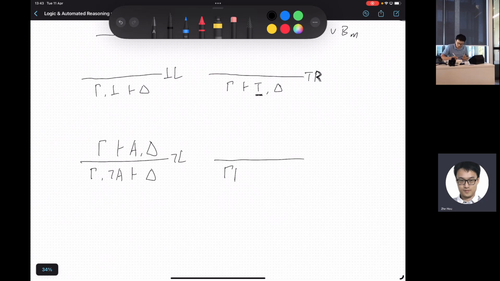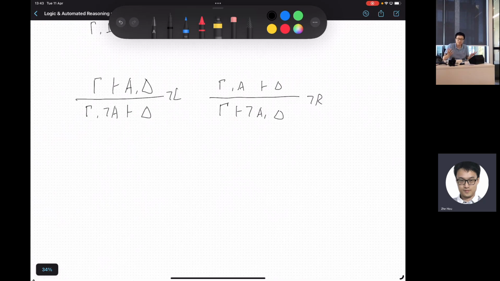And if we have a negation on the right, then it's symmetric. Okay, so not A is false. That means A is true. So we move A to the left. Okay, so we always read it bottom up. That's where we're going to read things. So negation is extremely simple, right?